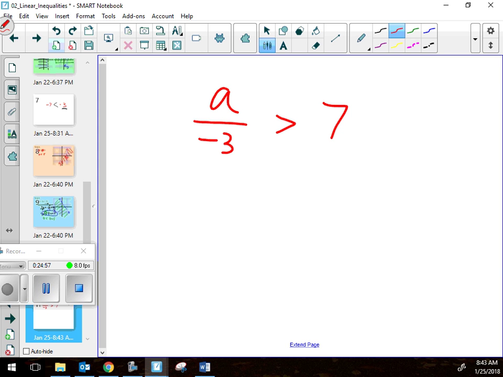A divided by negative 3 is greater than 7. How would I solve this? Times by negative 3, times by negative 3. If you times by a negative, it also makes the sign switch. A is less than negative 21. Okay? Don't forget that little caveat.